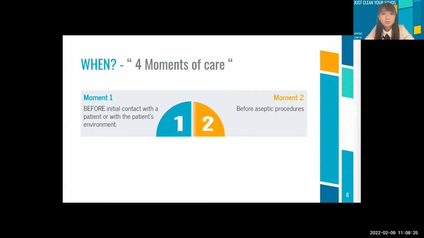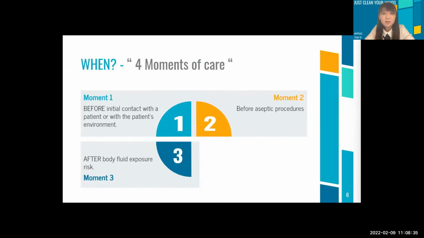Moment 2, before aseptic procedures. This step helped prevent germs that were on the healthcare worker or on the patient from entering the patient's body. Moment 3, after body fluid exposure risk. This step included glove removal and ensured that the medical staff member was protected against harmful bacteria and viruses. Moment 4, after contact with the patient or with the patient's environment.